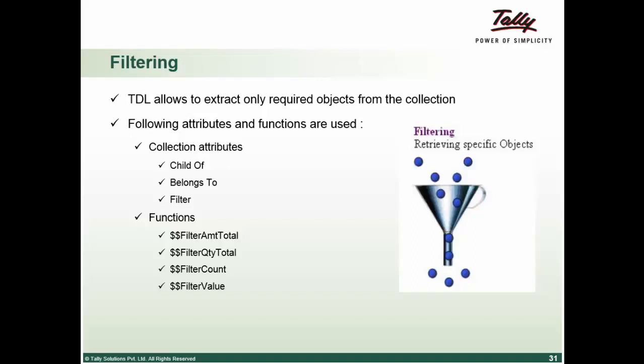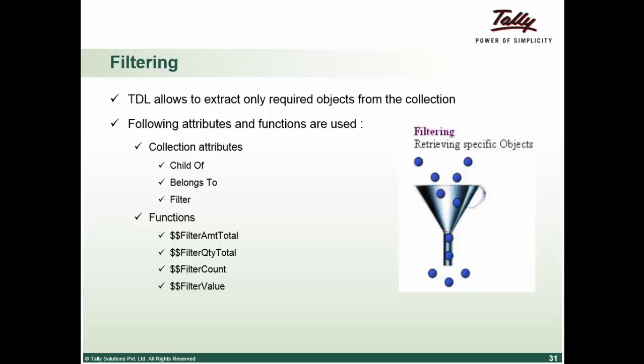Then we have the filtering functions. Filter AMT total. In case you want to total up some values based on a filtering criteria, you can make use of this function. It is used to get the sum of the value returned by the specified expression when applied to an object, to all the objects. So it's a group of collection you have, and you provide a filter criteria for totaling up the amount, and the return type will be amount.